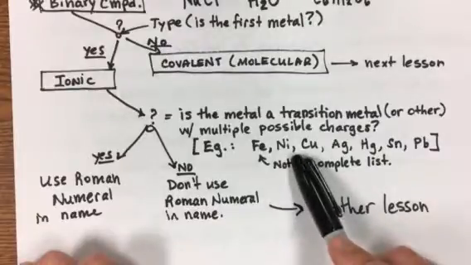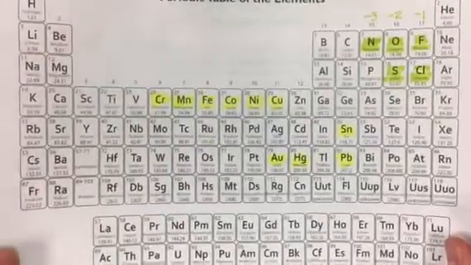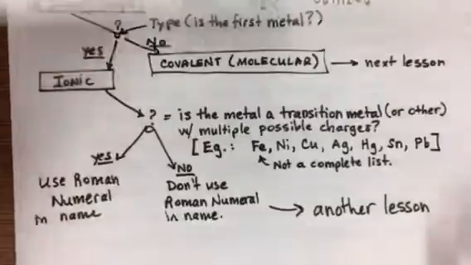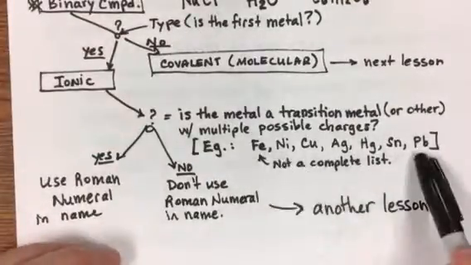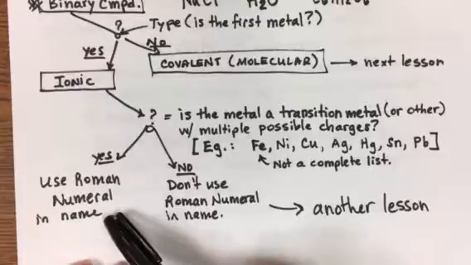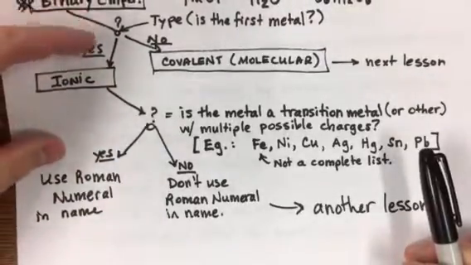Here are a few examples of ones that do have multiple possible charges. They are iron, nickel, copper, silver, mercury, tin, and lead. There are a few others which I have highlighted in highlighter yellow here that you'll probably deal with before we're done. But for now, these will be enough. Once you've determined that your metal is one of the transition metals that has multiple possible charges, you know we're going to have to use a Roman numeral in the name. Otherwise, we'll have a slightly different lesson.